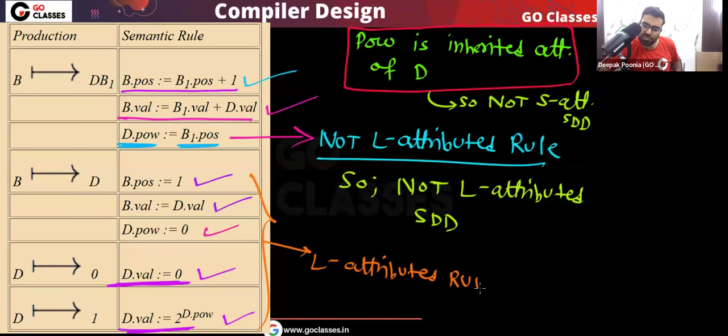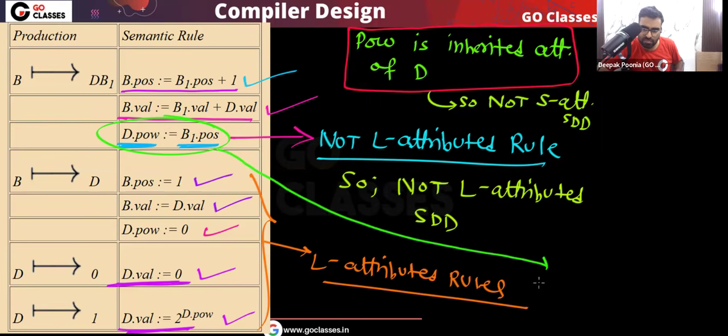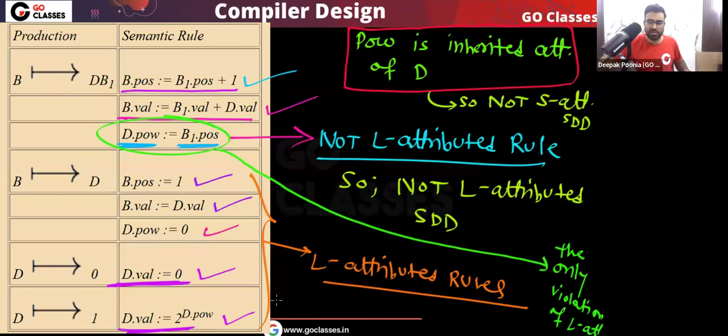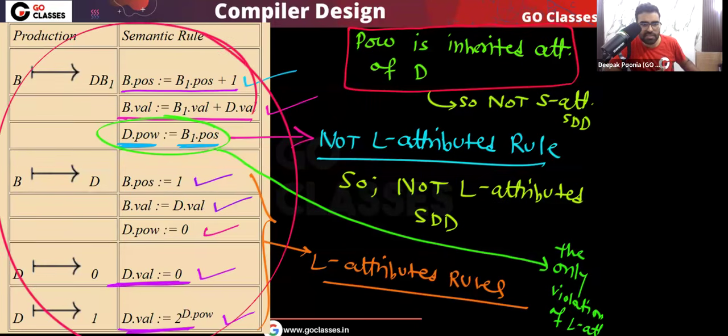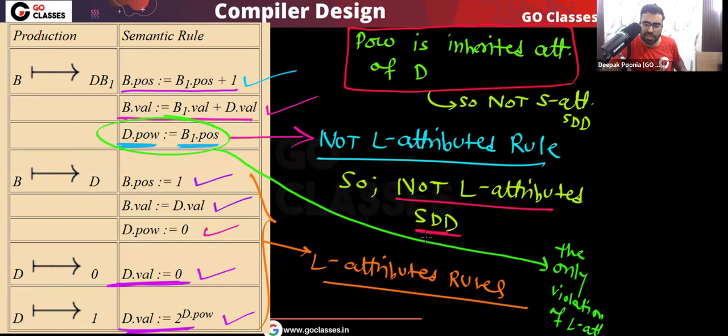These are L attributed rules. So I can say that this is the only violation of the L attributed rule. Is this clear? This is the only violation of L attribute. I hope you understood. So finally, I can say this SDD is not an L attributed SDD. Very simple. I hope you understood.